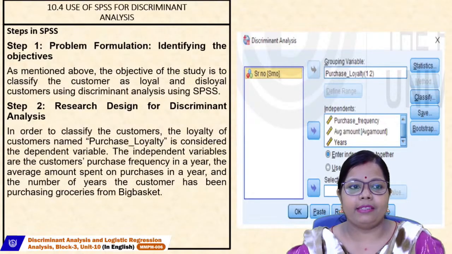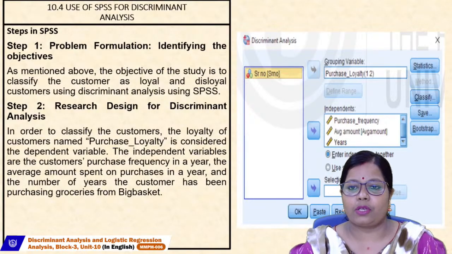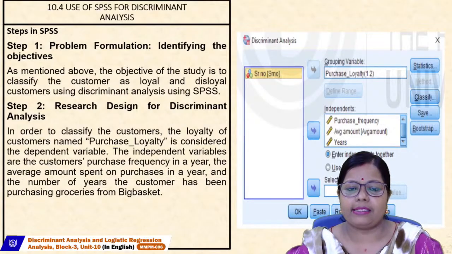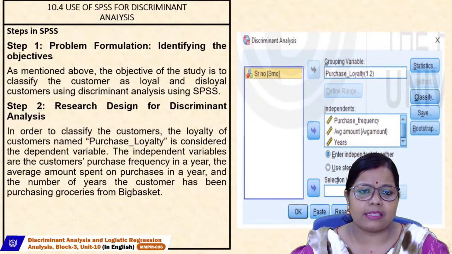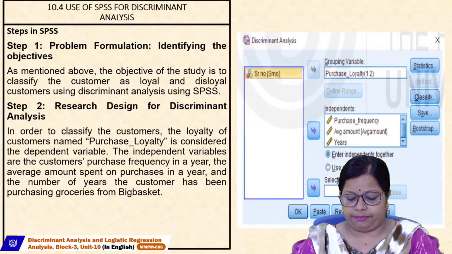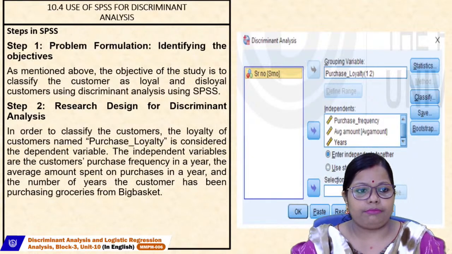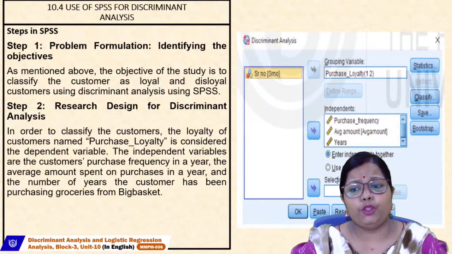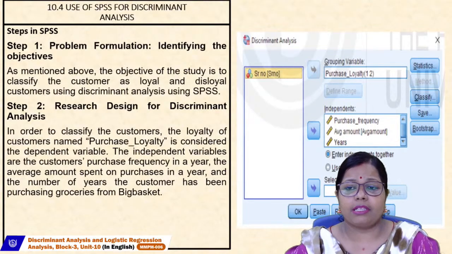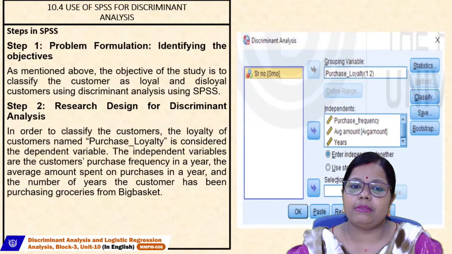We have to identify what the objective is. As mentioned above, the objective of the study is to classify the consumer as loyal and disloyal, which I have cited in our previous slides. With us we have two groups. One is loyal and the second one is disloyal. As we know, by listening to these two names, we can say both are mutually exclusive with each other.